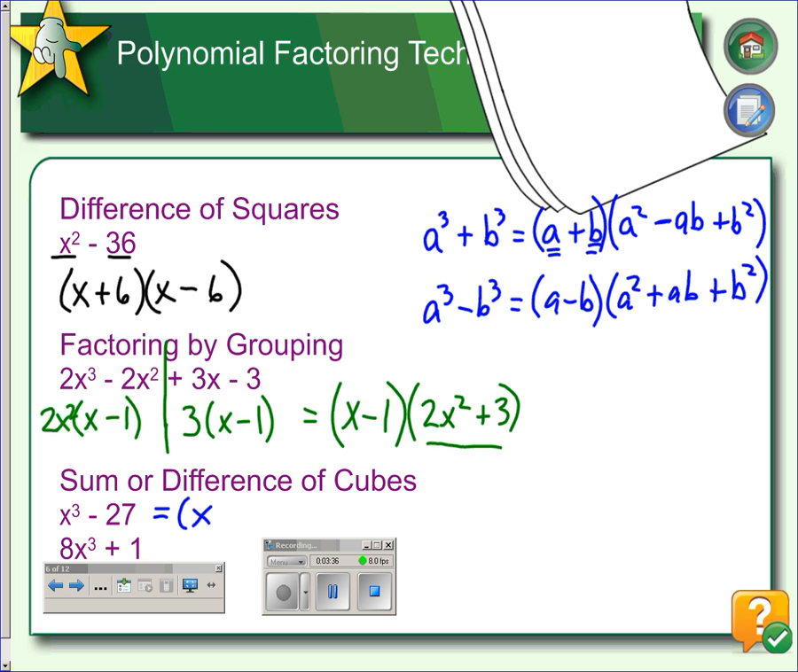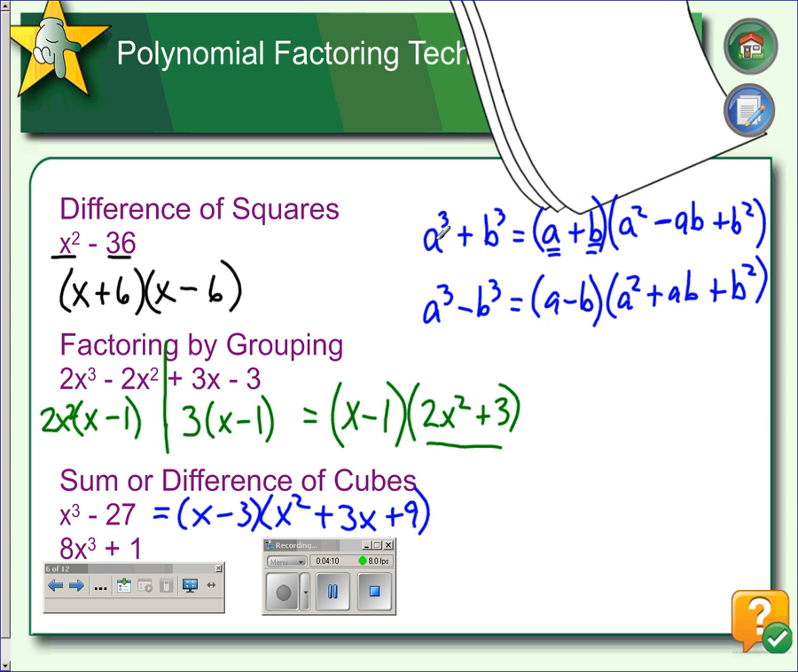Okay, so taking our example, the cube root of x cubed is x. The cube root of 27 is 3. So that gives us our binomial. Then after this, we're going to take this first term and square it. We will switch the sign here to a positive. Then we will multiply the x times the 3. And finally, we'll take our second term here and square it. So that is x cubed minus 27 factored.